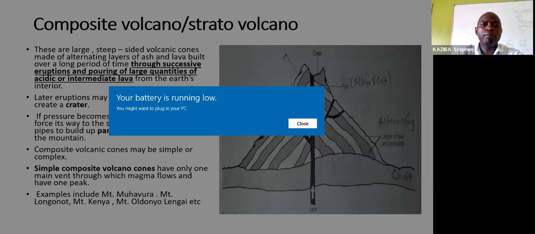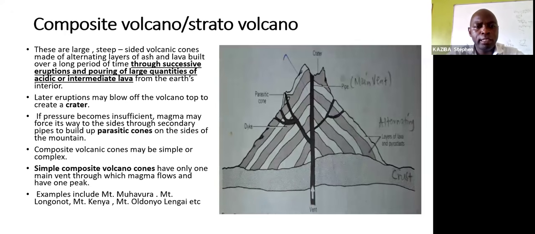you talk about it by describing it as a large steep-sided volcanic cone. In paper one, when they say cones, domes, they mean mountains. So these are large steep-sided volcanic cones, and they're made up of alternating layers of ash and lava. And they're built over a long period of time through successive eruptions and pouring out of large quantities of acidic and intermediate lava.